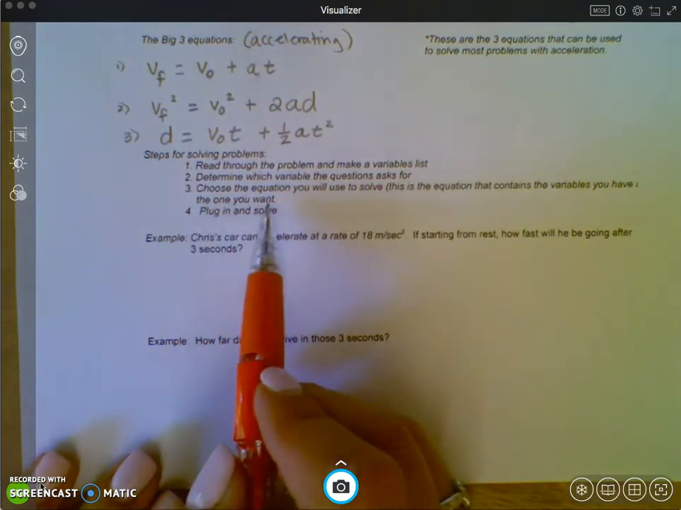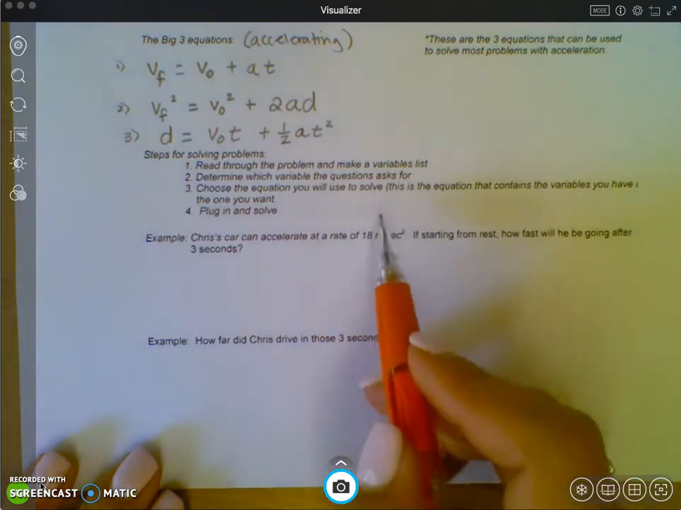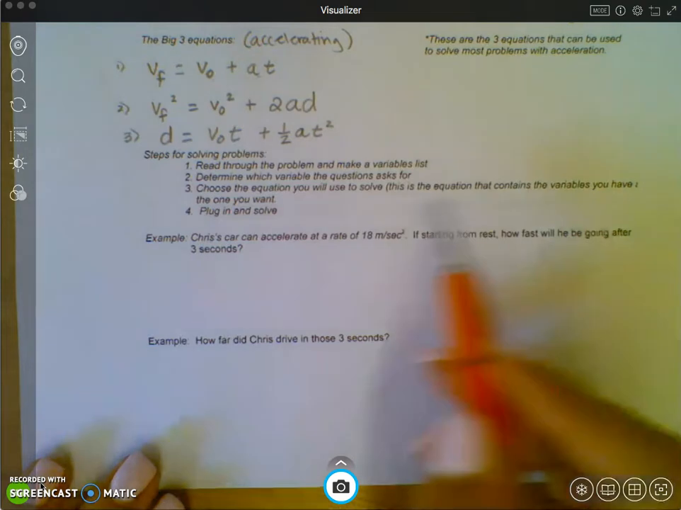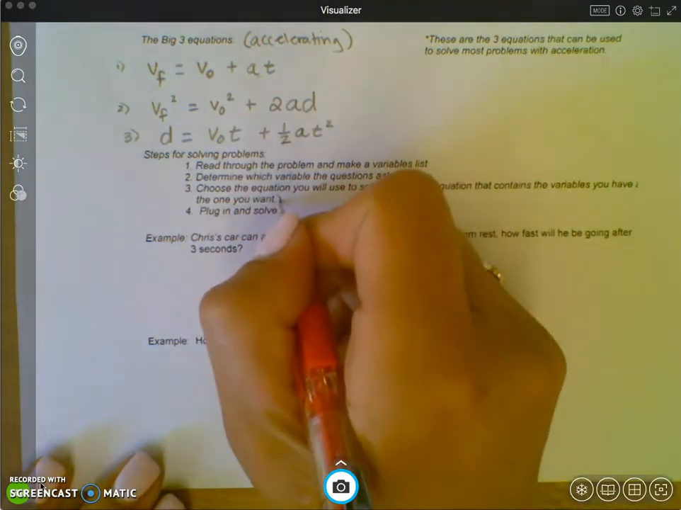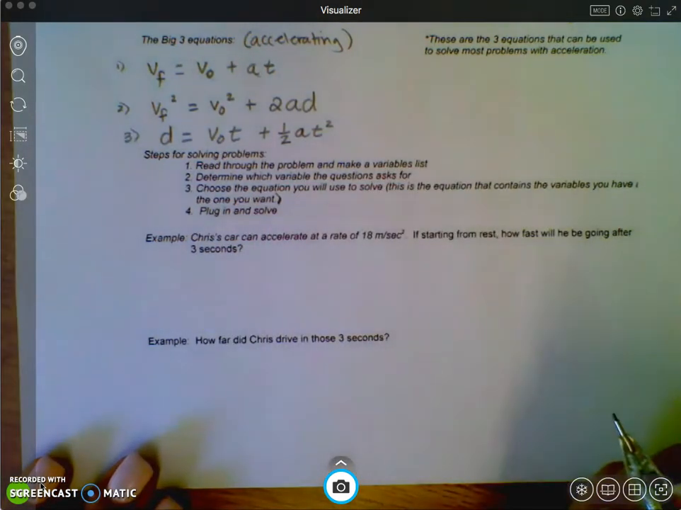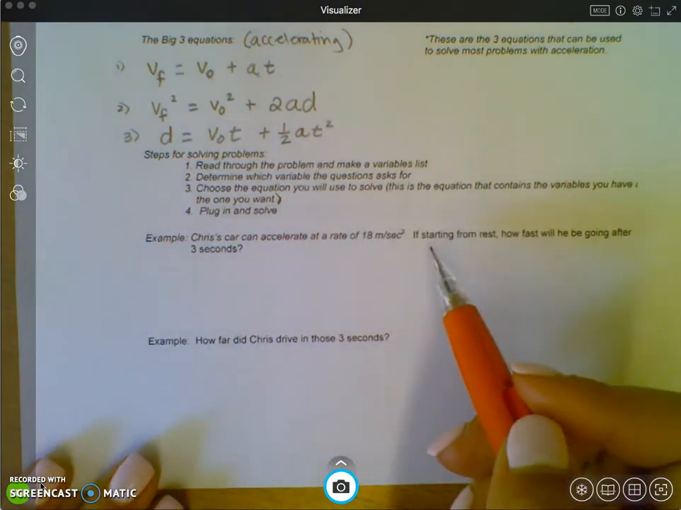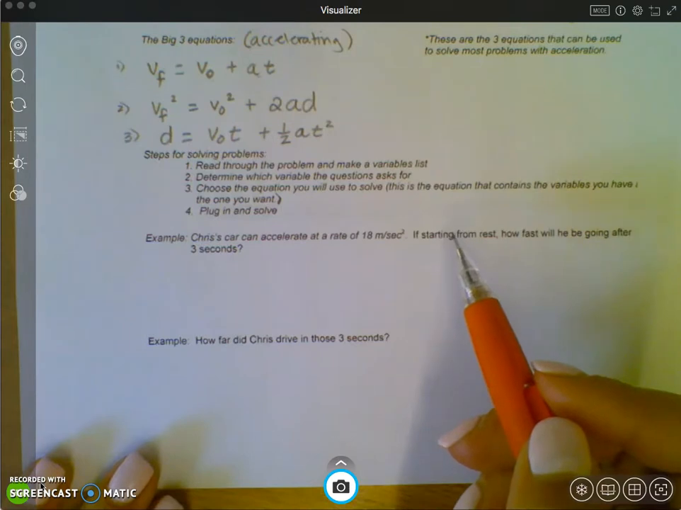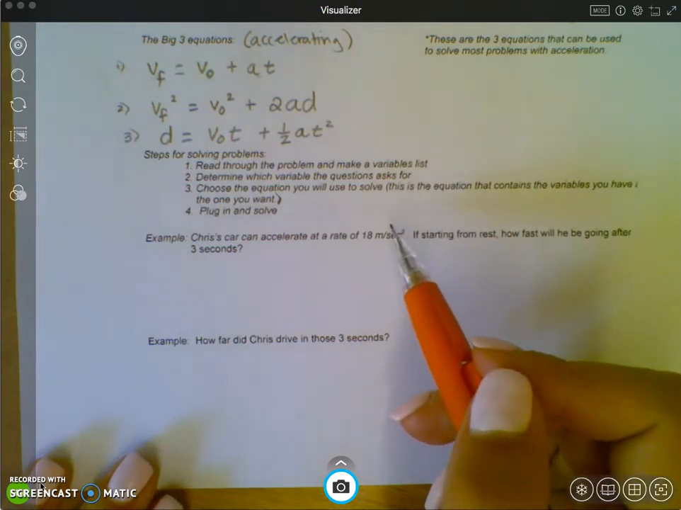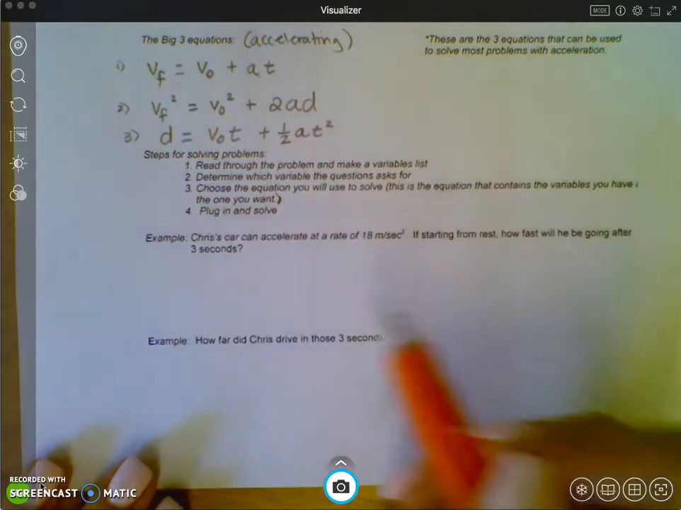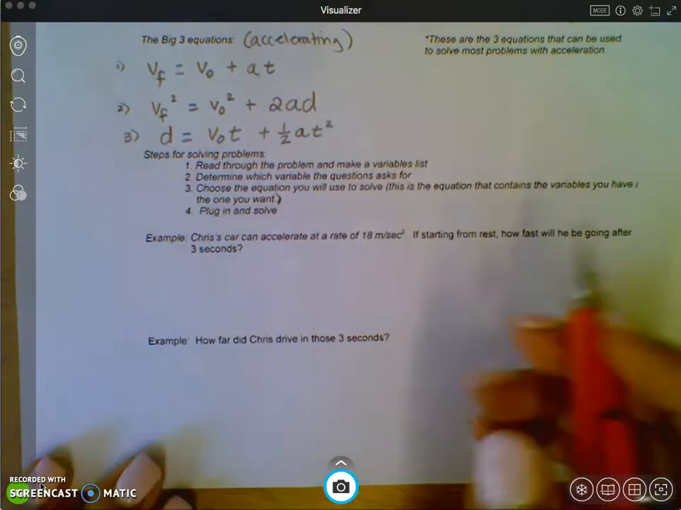And 3, you're going to choose the equation that you will use to solve the problem. This is the equation that contains the variables you have and the one that you want. You do not want to pick an equation that has a variable that you don't have and that you don't care to find. So you're looking for the equation that has the ones that you have and the ones that you want. And then you're going to plug in and solve. So we're going to follow those steps as we go through a few examples here.